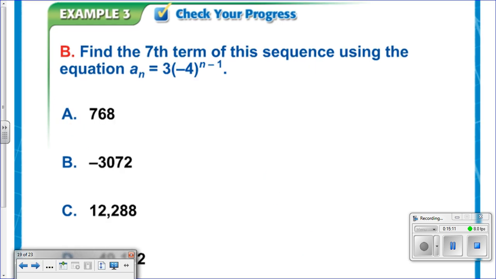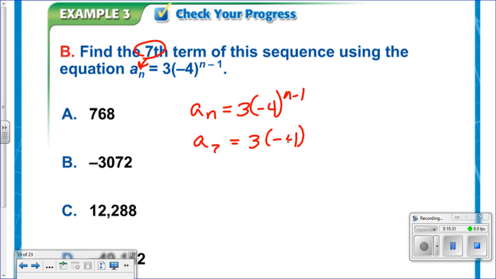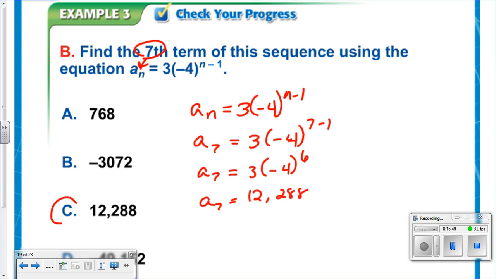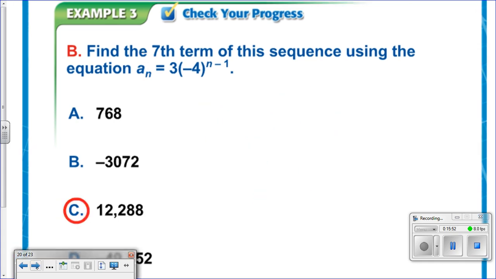Find the 7th term of this sequence. Okay, so it's using the formula, and we want to do the 7th term. So to find the 7th term, all you're going to do is take 7 and put it right in place of your n. So a sub n is equal to 3 times (-4) to the n minus 1 power. So a sub 7 is equal to 3 times (-4) to the 7 minus 1 power. So a sub 7 is equal to 3 times (-4) to the 6th power. And all I have to do is just punch that in my calculator. And I'm getting a sub 7 is equal to 12,288. So it looks like choice C. Let's check it. And that is correct.